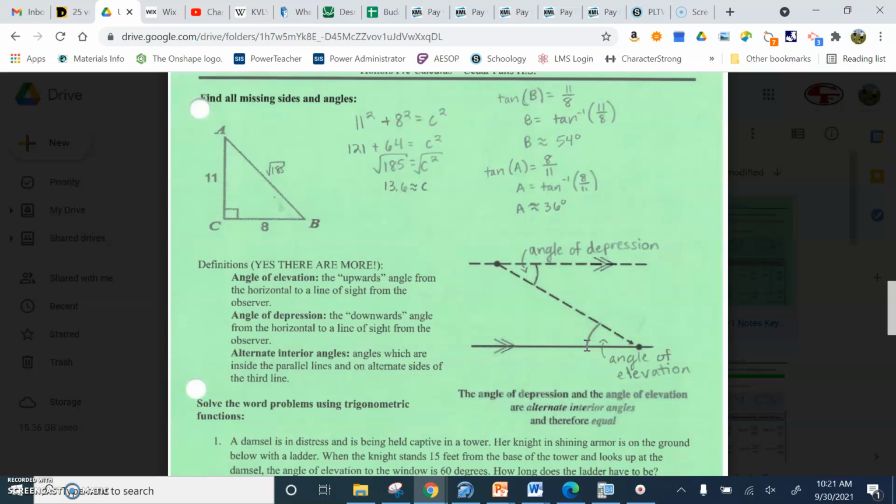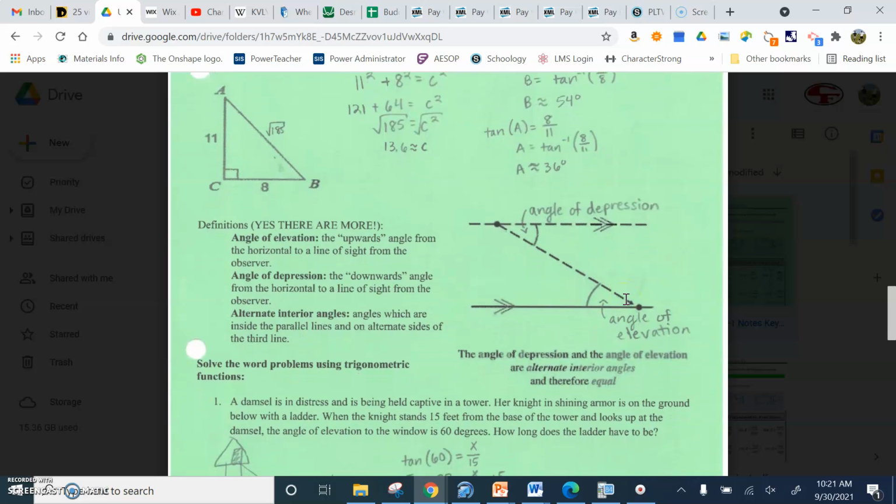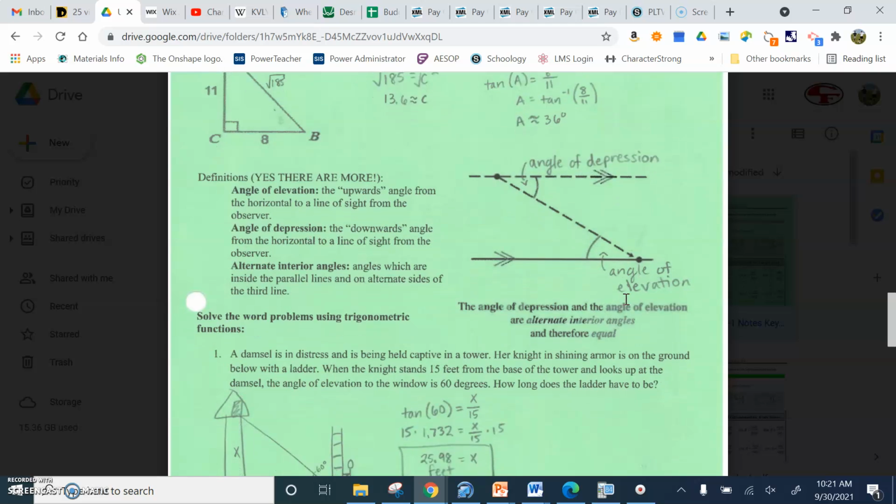So, in essence, they're the same thing. They're drawn differently, but as you can see here, it is referring to the alternate interior angles. And that's exactly what angle of depression and angle of elevation are. So they are the same number, they're just drawn differently.